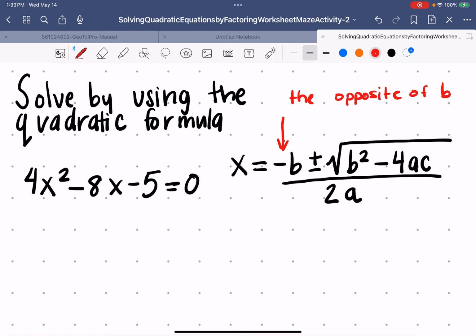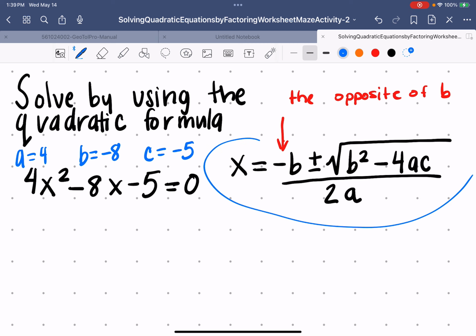Okay, last example. Solve by using the quadratic formula. Why would we use the quadratic formula instead of the previous method? Because we can't divide everything by 4. We can divide the negative 8 by 4, but not the negative 5. Okay, so first of all, let's identify who's who. We know A is equal to 4, B is equal to negative 8, and C is equal to negative 5.